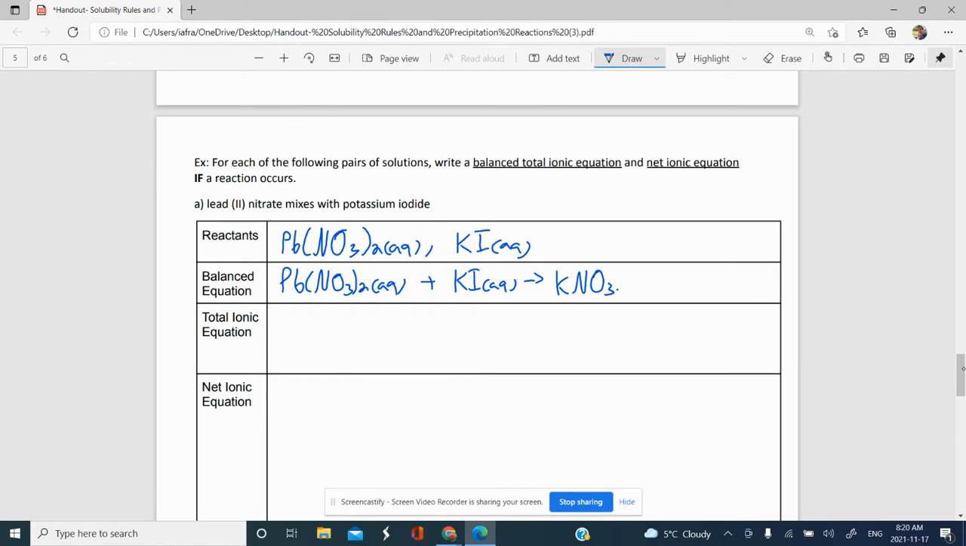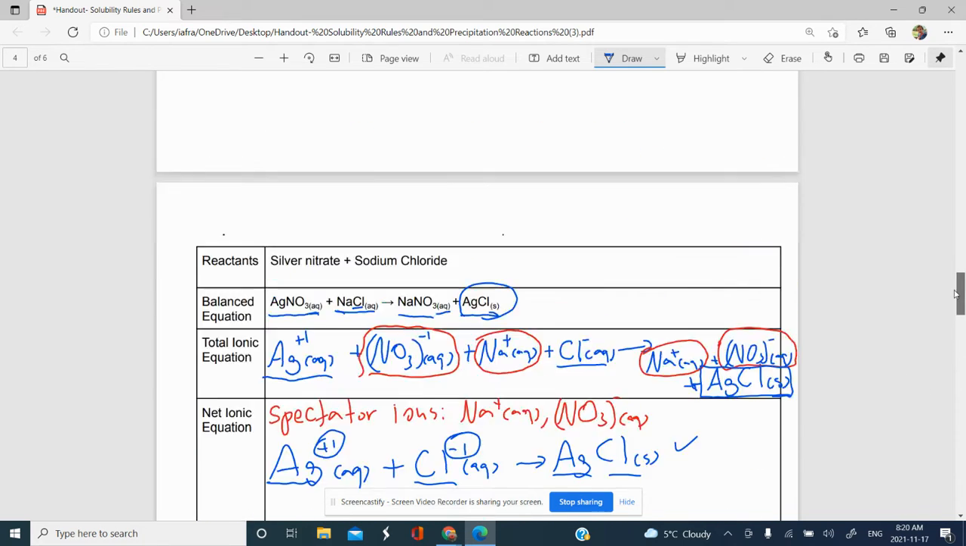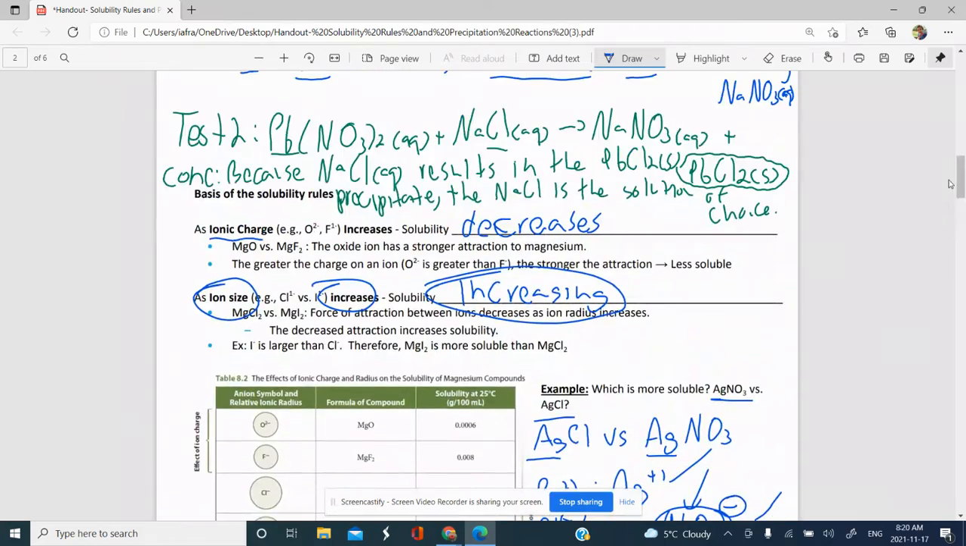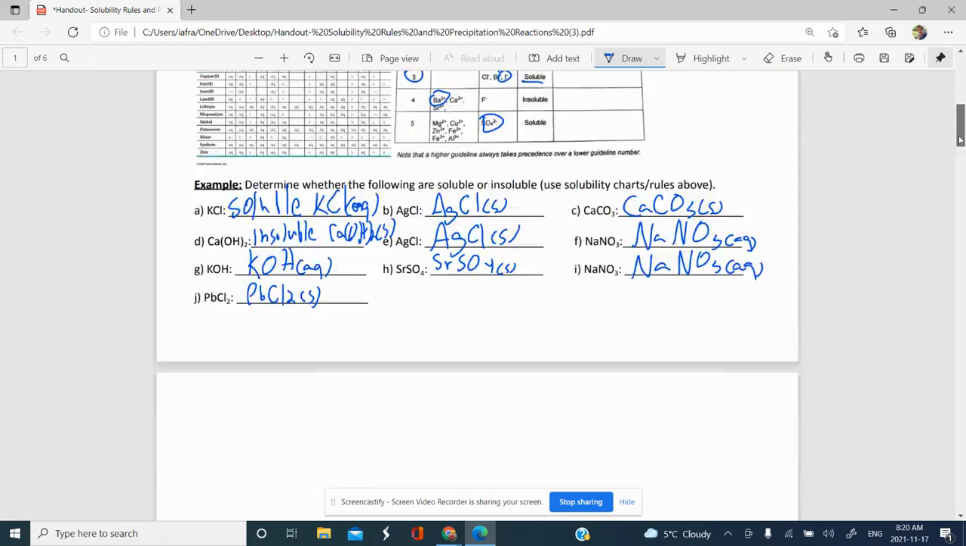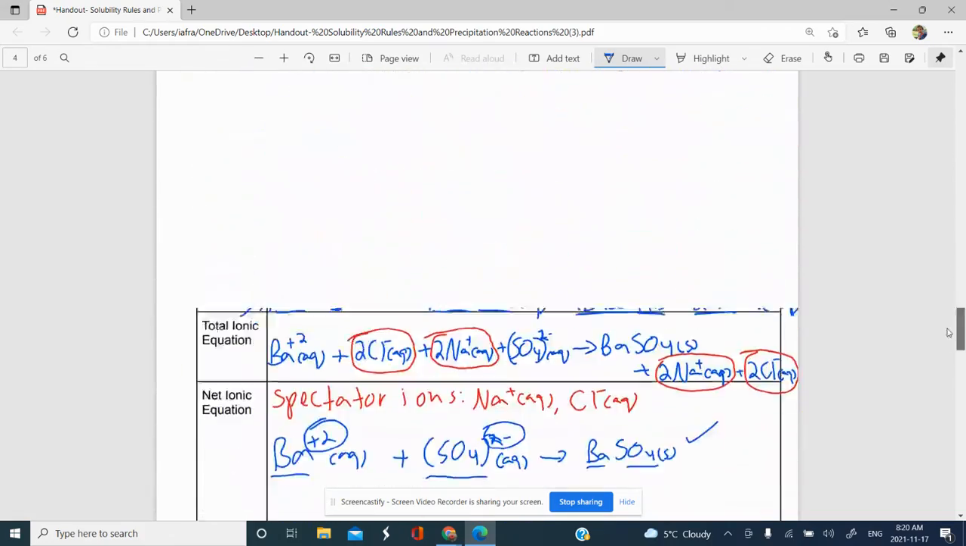Now remember, nitrates are essentially soluble. We can go back and look at our table anyway, but we know that. And then we have PbI2. We just need to verify whether the PbI2 is soluble or insoluble. Potassium nitrate we said was soluble, and that makes sense because potassium's here, nitrate's there, soluble. Lead iodide, so lead(II) iodide: lead's over here, iodide's over here. Iodide wants to be soluble, but lead wants to be insoluble. Lead's higher up than iodide, so lead wins and it is insoluble, and we have our precipitate there.